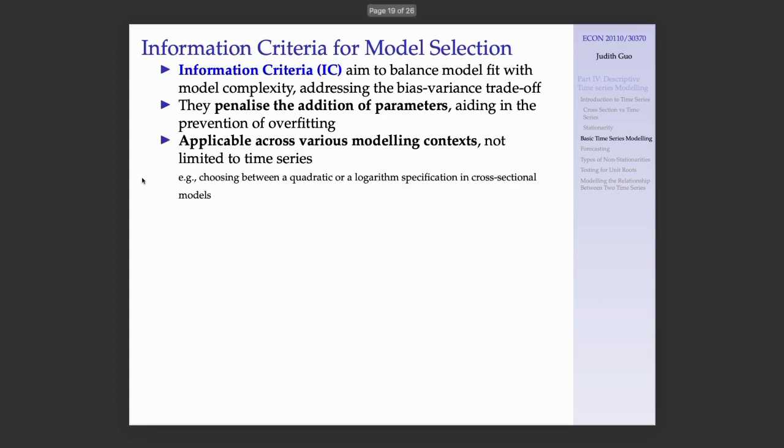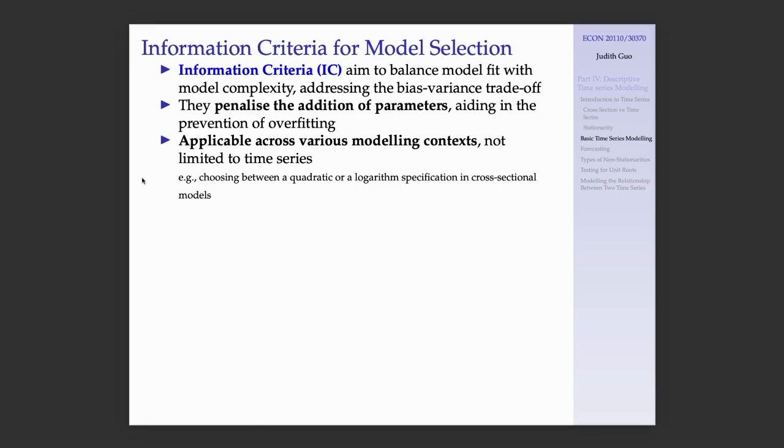And one advantage of the information criteria, the IC method, over the stepwise downwards is that it's applicable over a lot of modeling contexts. So the stepwise essentially can only be used to compare a larger with a smaller model. But the information criteria can be used to compare against models with the same number of parameters, albeit the variables enter in different form.